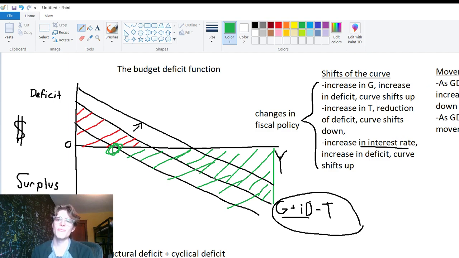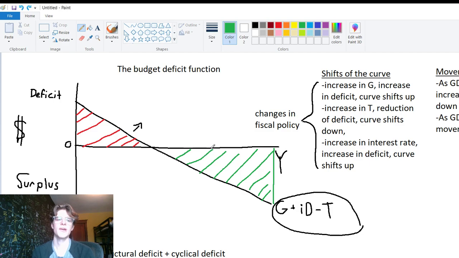And then movements along the curve, that's just with GDP. So as your GDP, let's say to start, our GDP is over here. Well, currently we're at a deficit of whatever this is. But if our GDP increases to over here, now we're at a surplus. So in the event of a recession, we'll probably be in a deficit. And in the event of a boom, we'll probably be in a surplus.